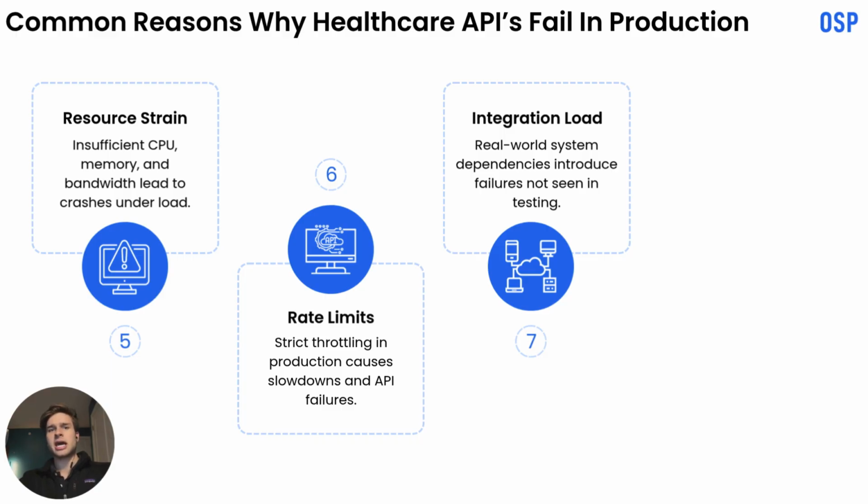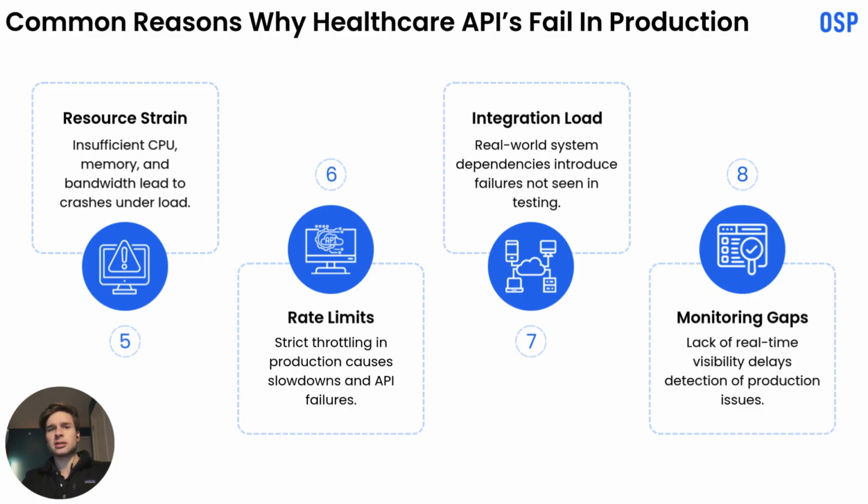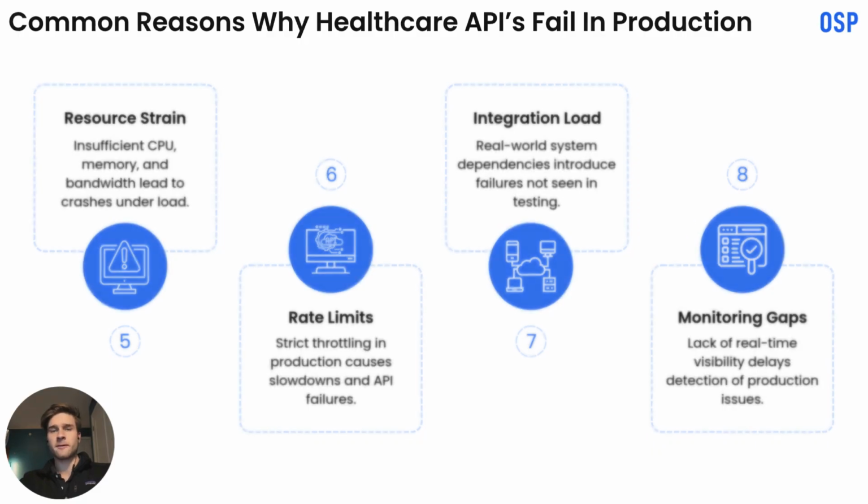And finally, API rate limiting and throttling can also cause performance issues. While testing environments may not have strict limits, production environments typically impose these limits to prevent overloading. Misconfigured or overly restrictive rate limits in production can cause API slowdowns, timeouts, or failures during peak traffic.